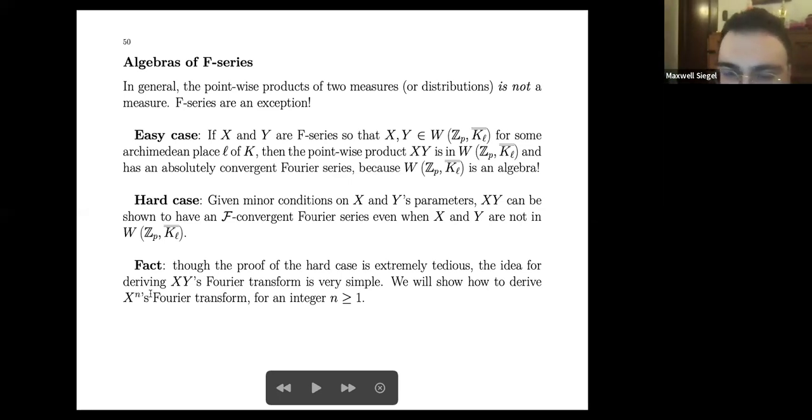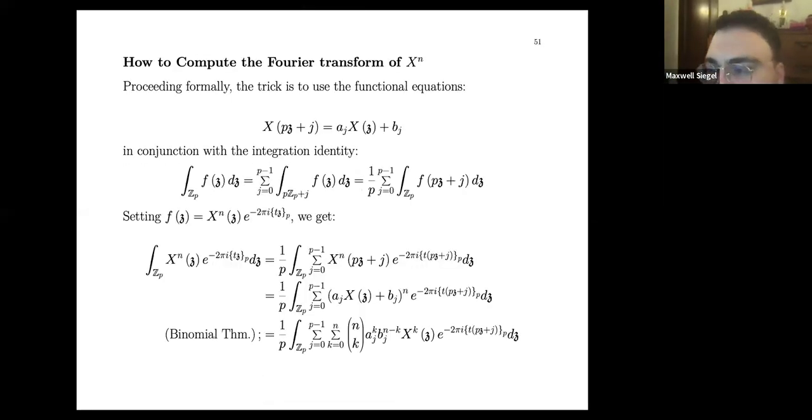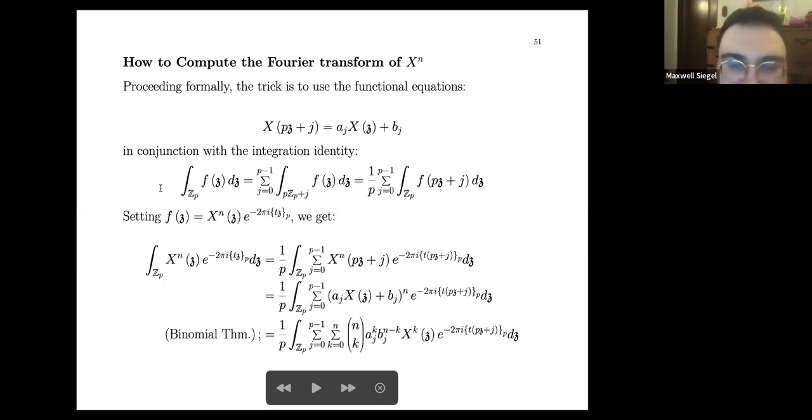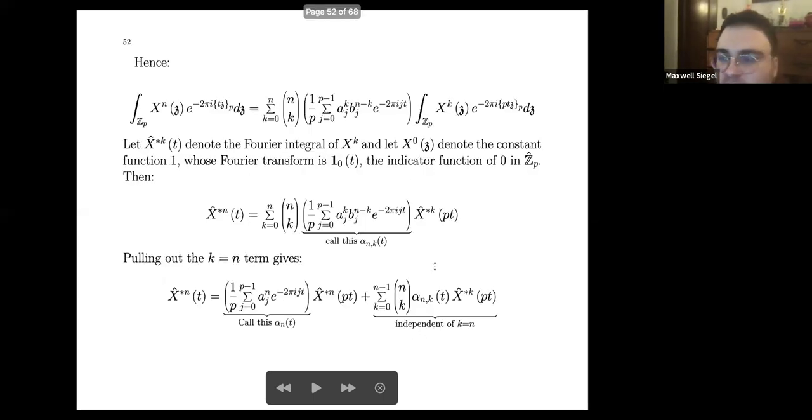the troublesome breakdown variety. So proceeding formally, letting x be a foliated F-series characterized by these functional equations, the trick is to use these in conjunction with the following string of integral identities. And so setting f to be the product of x to the n and a p-adic character, we get this computation. So here we use this partition of unity, then we apply the functional equations, and then we use the binomial theorem to expand this into a sum of powers of x. So this gets us this.